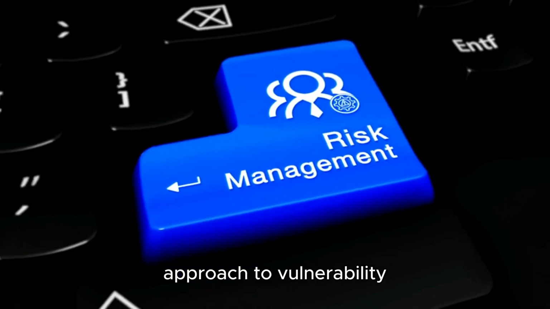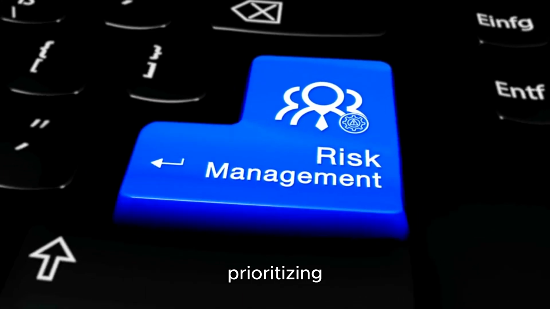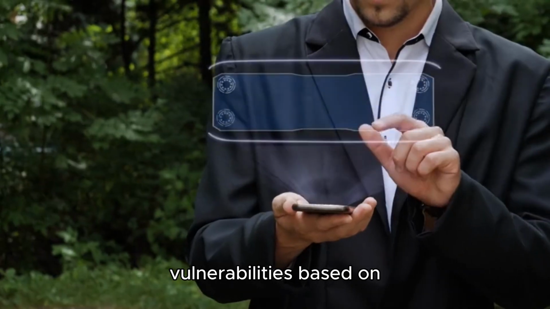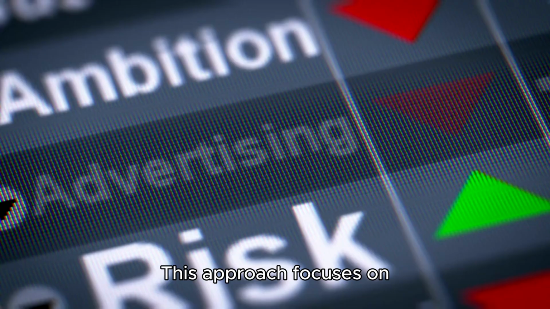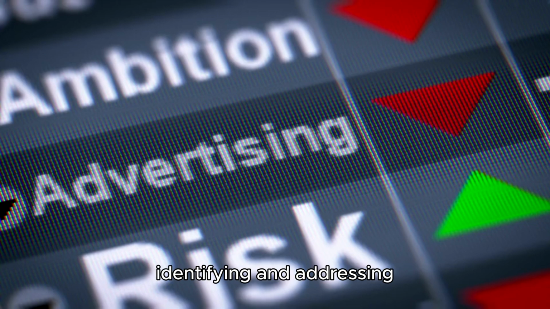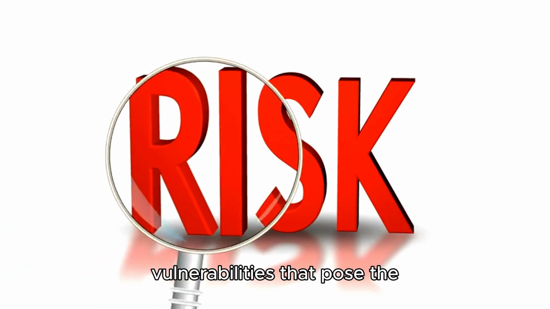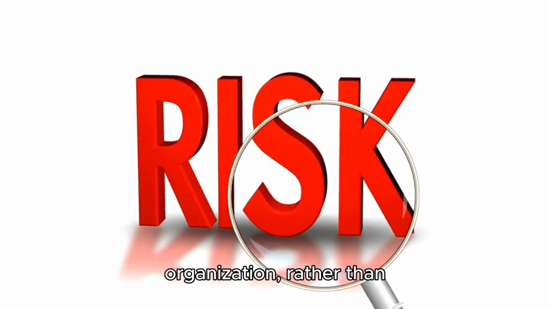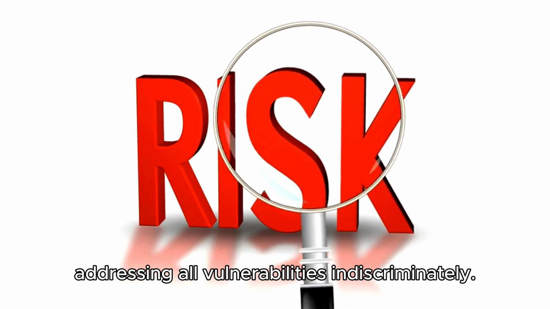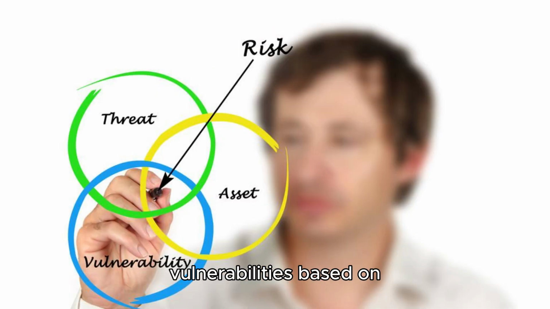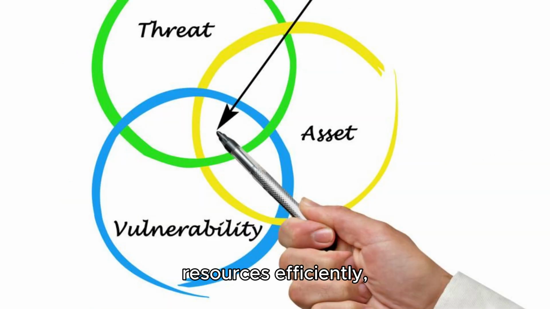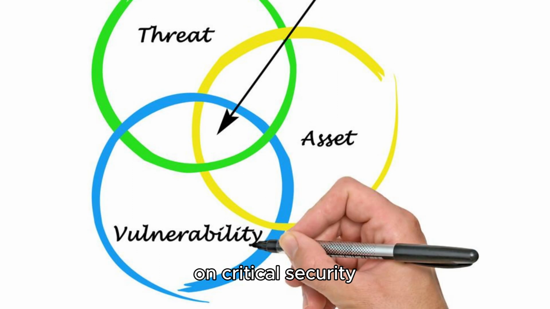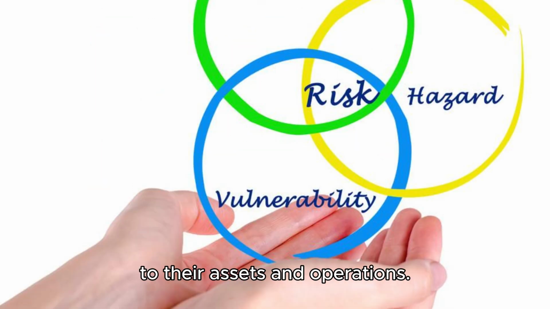Implementing a risk-based approach to vulnerability management. Implementing a risk-based approach to vulnerability management involves prioritizing vulnerabilities based on their potential impact on the organization's business objectives and operations. This approach focuses on identifying and addressing vulnerabilities that pose the greatest risk to the organization, rather than addressing all vulnerabilities indiscriminately. By prioritizing vulnerabilities based on risk severity, organizations can allocate resources efficiently, focus remediation efforts on critical security risks, and mitigate the most significant threats to their assets and operations.